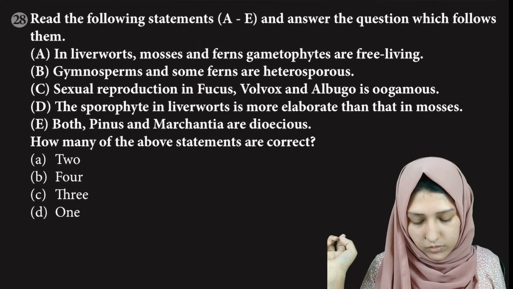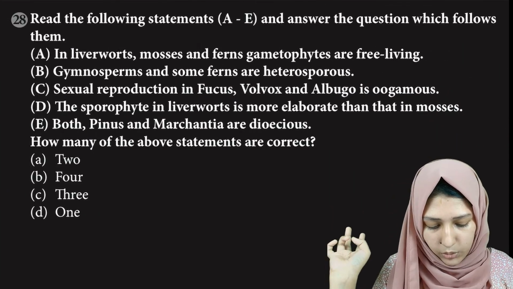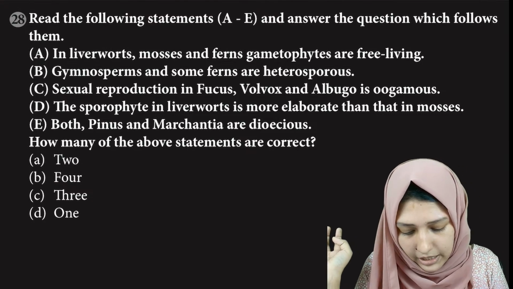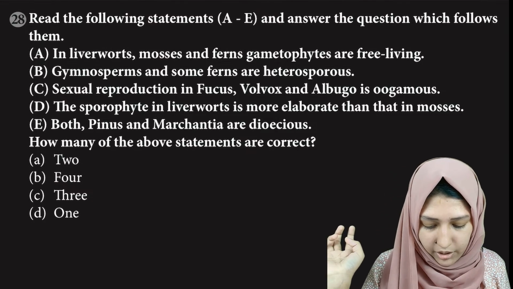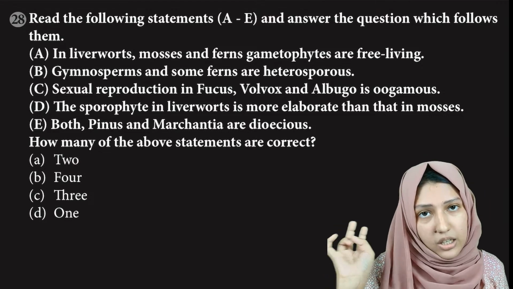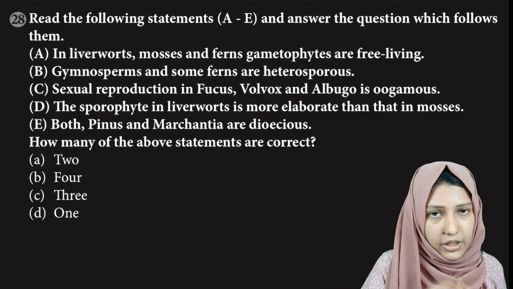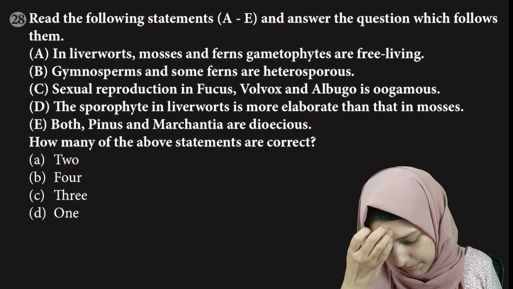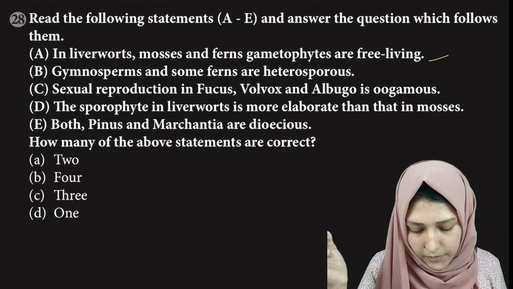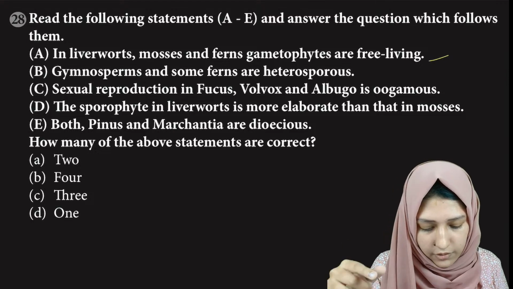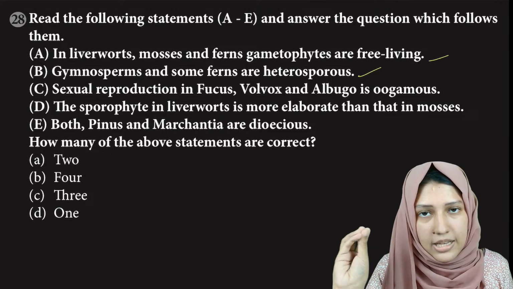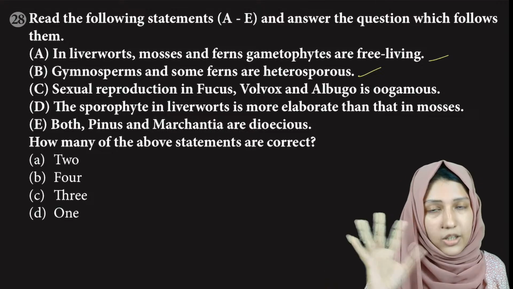Read the following statements A to E. In liverworts, moss and ferns, gametophytes are free living. Is it right? Liverworts and mosses are bryophytes, and pteridophytes have free living gametophytes. So one is right. Then, gymnosperms and some ferns are heterosporous. It is right. All the gymnosperms are heterosporous, and Selaginella and Salvinia are heterosporous.